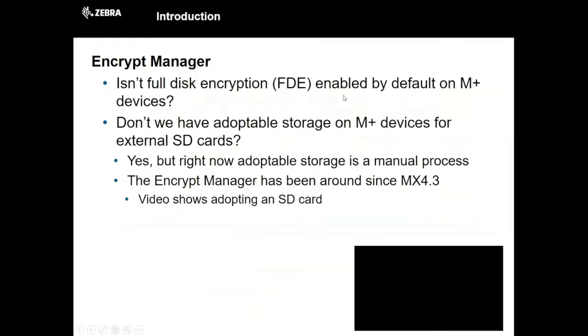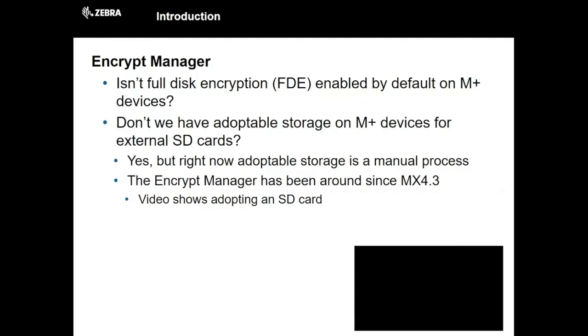So I just want to make sure everyone is on the same page with regard to adoptable storage, because encryption is obviously a huge topic, and there are lots of different techniques for encryption and ways that people might go about doing this. So adoptable storage on a Marshmallow device was introduced, so now we can have an SD card which is considered by Android as part of internal storage. Now I'm emphasizing this because with the Encrypt Manager and adoptable storage, you don't have both of them at the same time. You have one or the other.